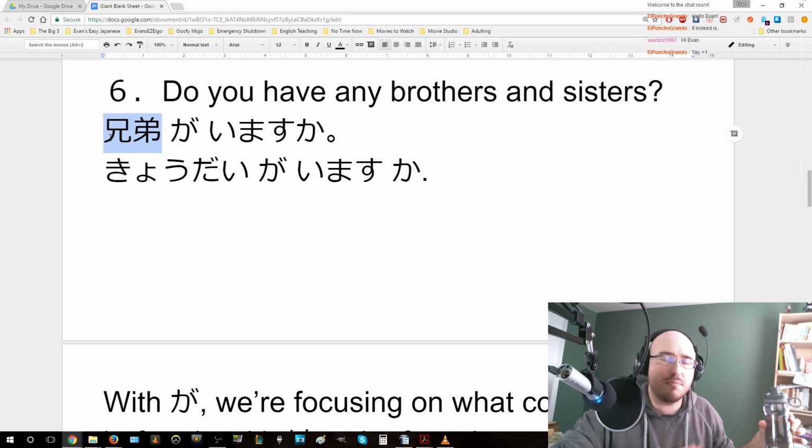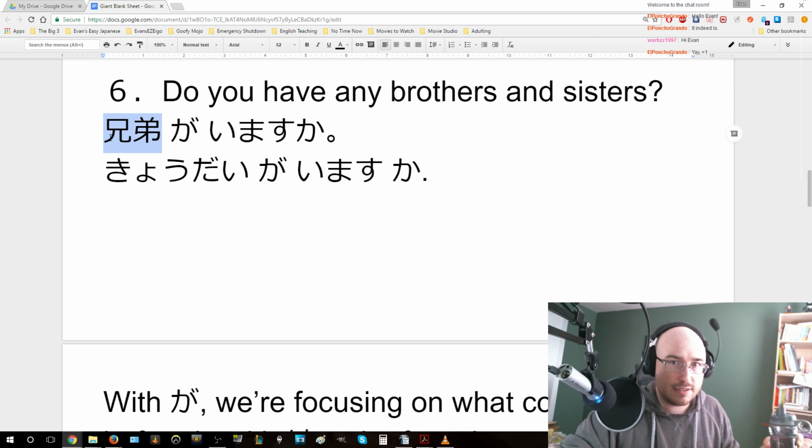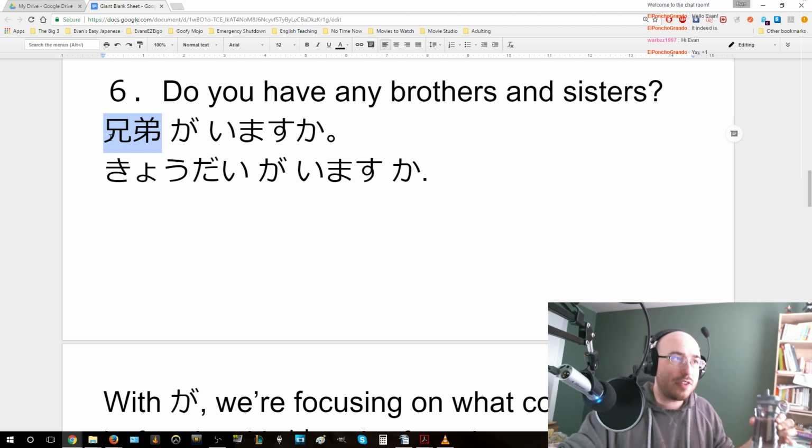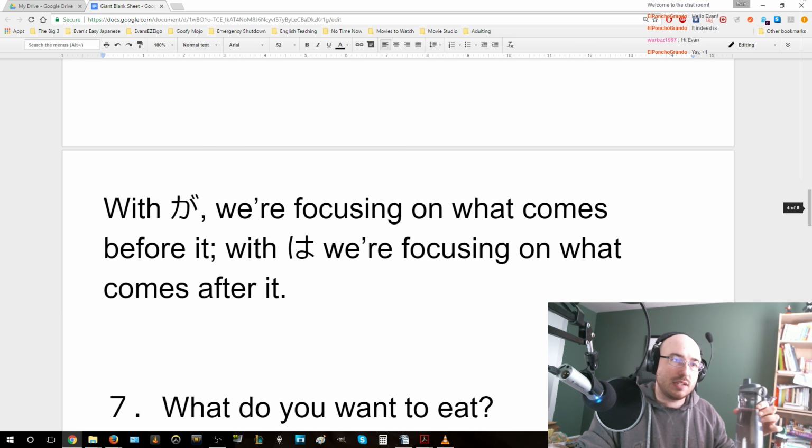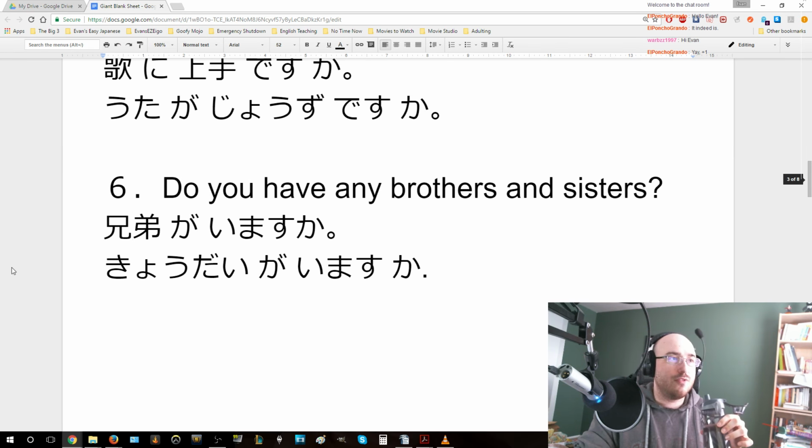I don't care if you have a mother. I don't care if you have a father. Well, obviously I do, but that's not what I'm asking. I'm asking if you have siblings. Of all the things that I could be talking about, I'm talking about siblings, and the ga particle is focusing on that. So with the ga particle, we're focusing on this.